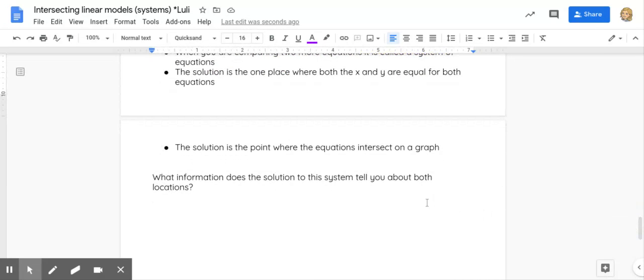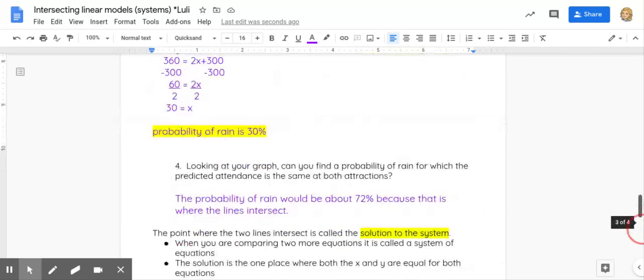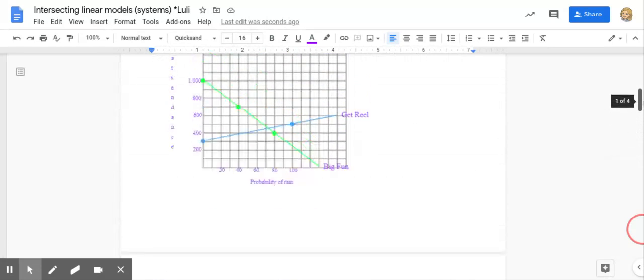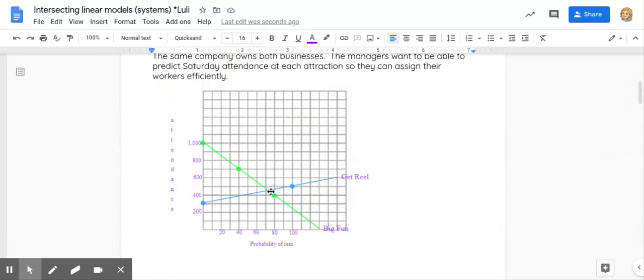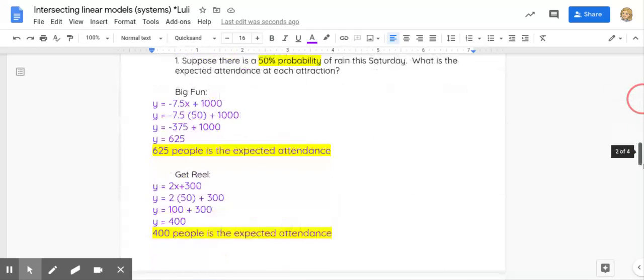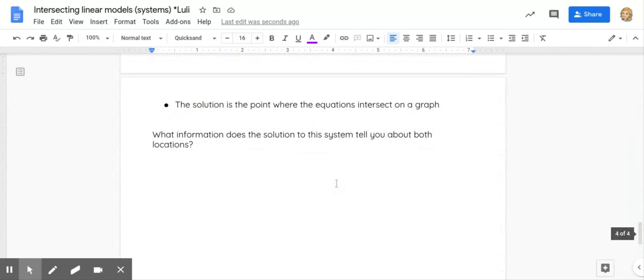So what it tells us about the location. We already know that that's 72%. But when I match it over here with my y-axis, right here, again, is that intersection. When I go over here, I know my scale is 100, so I know it's between 400 and 500. I'd say it's pretty close to right in the middle. It might be a little higher, but probably around 450, 460 visitors would be the attendance at that intersection at 72%.